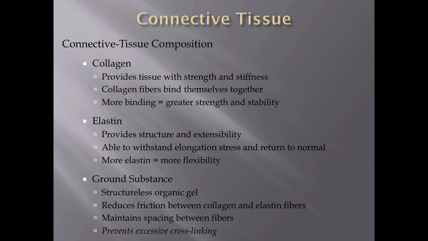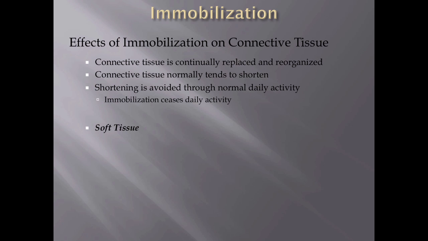So those are the people that can do all kinds of funky things with their body and move in directions that more normal people can't. Also with that high degree of mobility, they have less stability. So they may be at greater risk for injury or a shoulder dislocation recurrence type of thing. And then ground substance is just a structureless organic gel. It reduces the friction between the collagen and elastin fibers, and it maintains the space between the fibers.